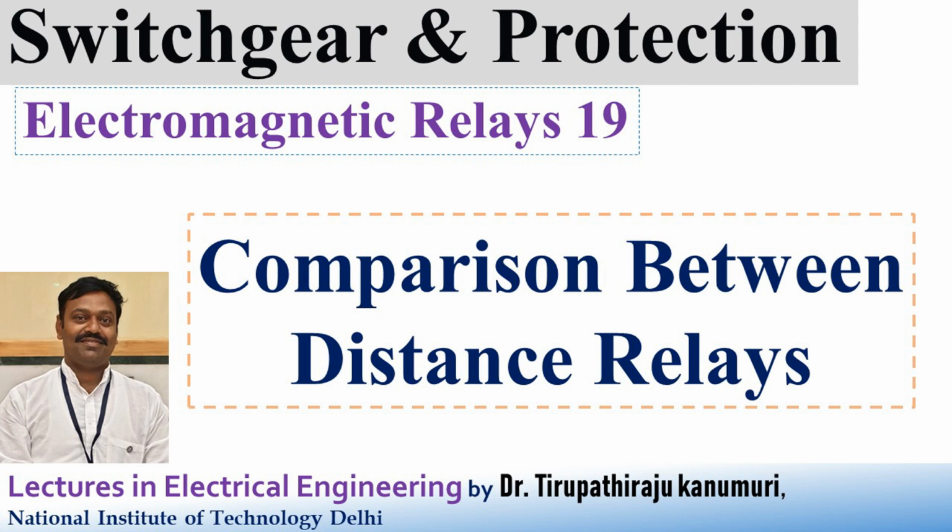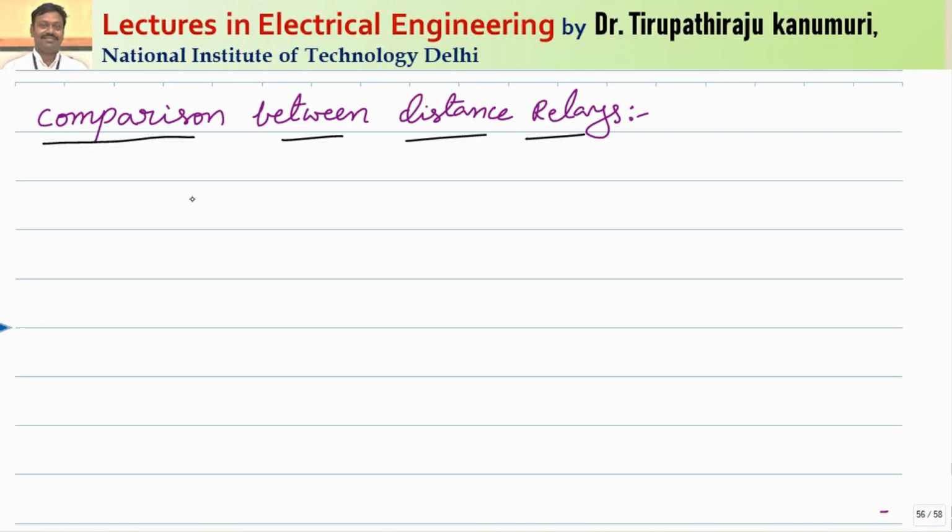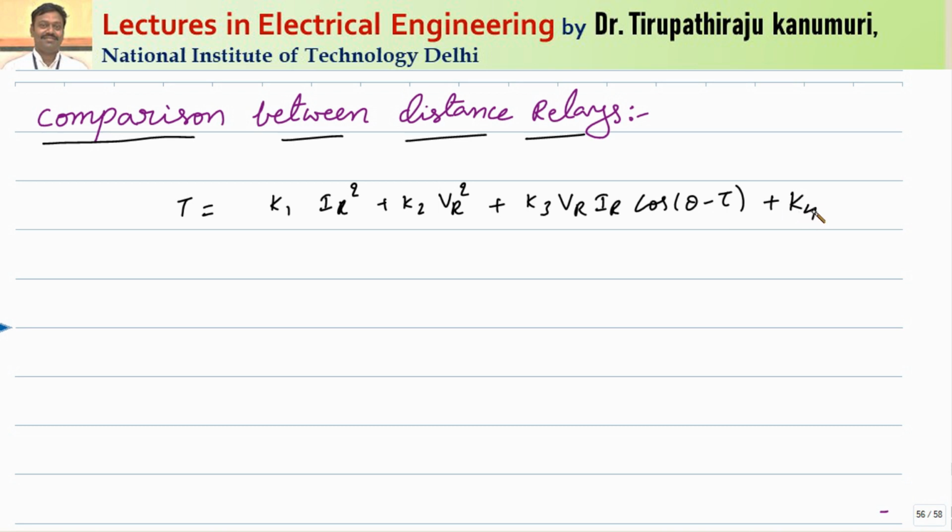Hi all, today we are going to see the comparison between different distance relays. So we have seen from the universal torque equation, torque T is given by K1 IR square plus K2 VR square. Here IR and VR are the current and the voltage measured at the relay location, plus K3 VRIR cos(theta minus tau). Tau is the maximum torque angle and theta is the angle between the voltage and the current, and plus K4. K4 indicates the spring constant.